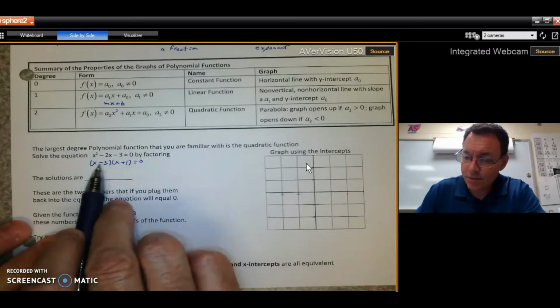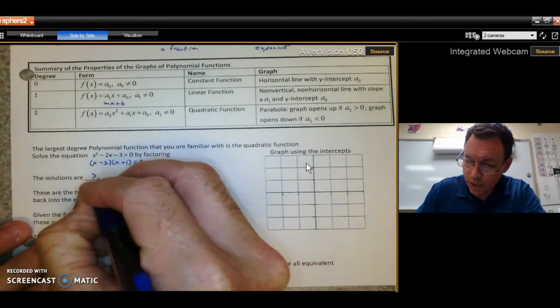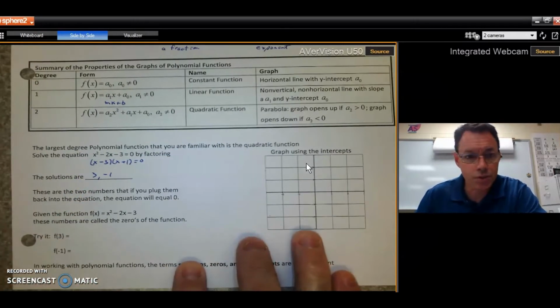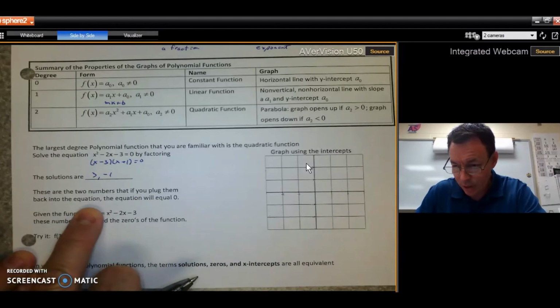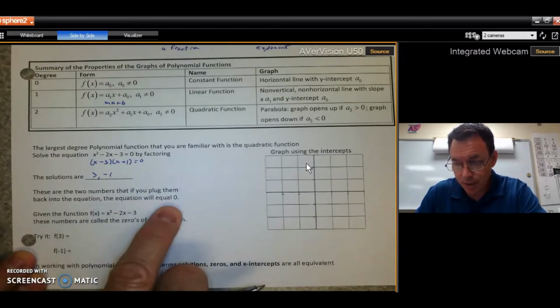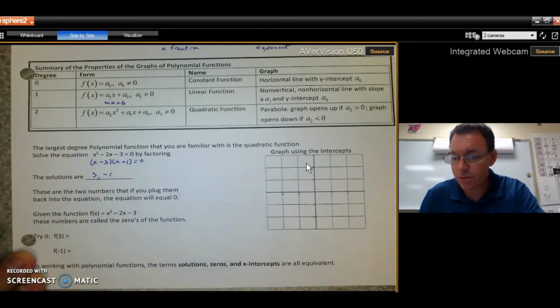And if these are the factors, then the numbers that would make either one of these 0 would be the solutions. So 3 and -1. Those are the solutions to this equation. Now, these are the two numbers that if you plug them back into the equation, you're going to get 0 as an answer. That's what we were trying to do. We were trying to figure out what numbers were going to give us 0.